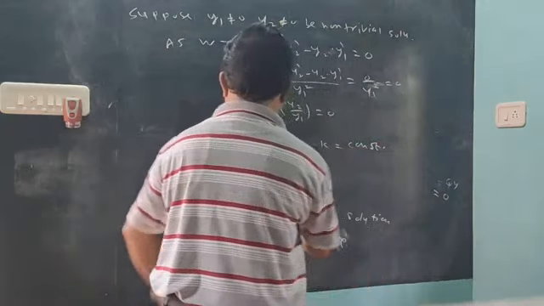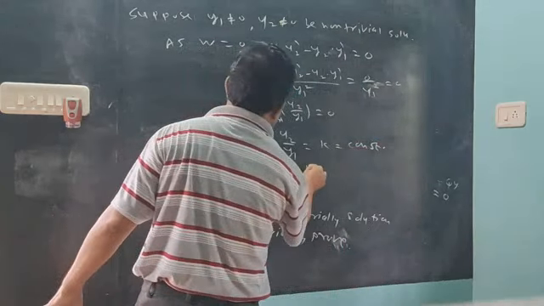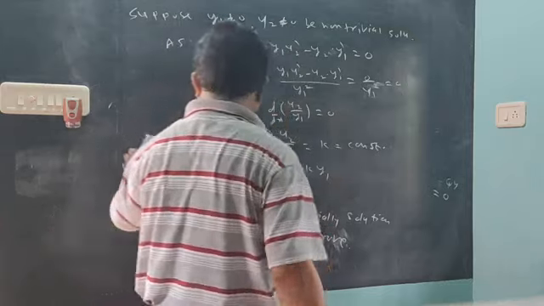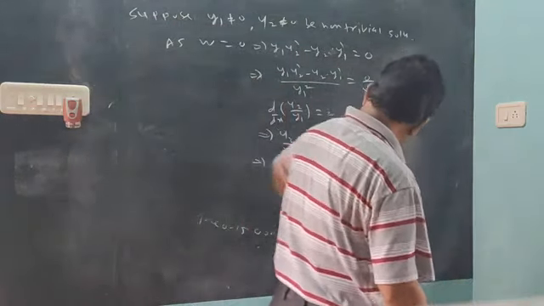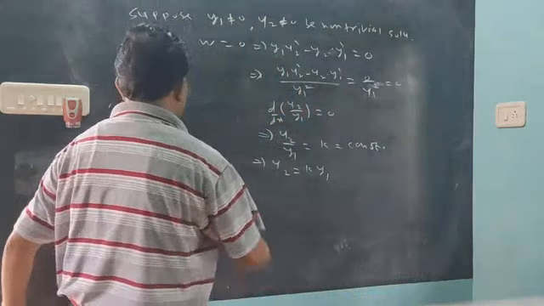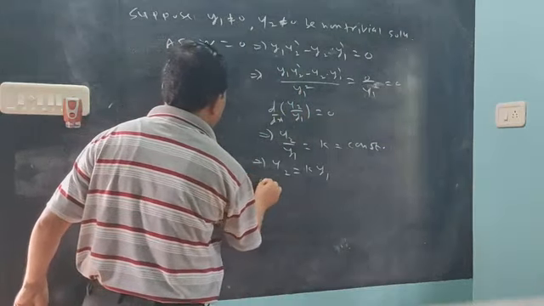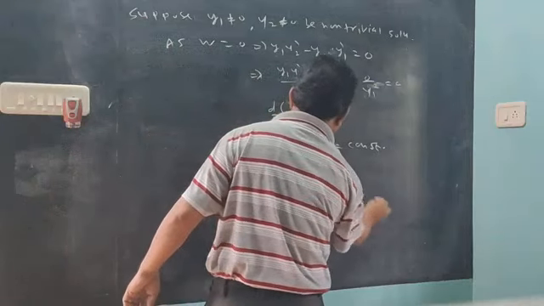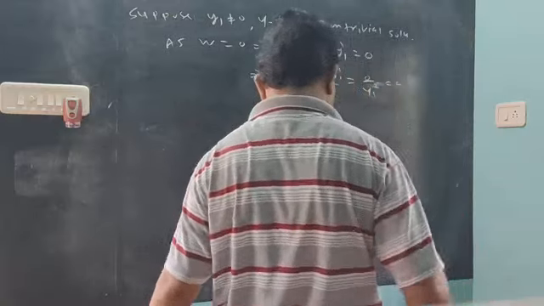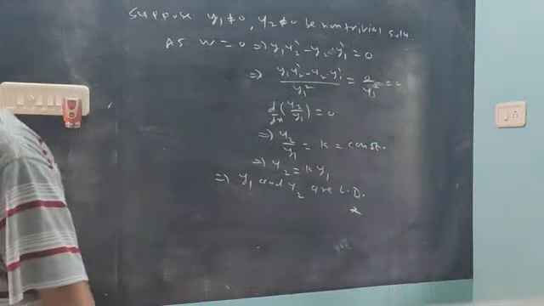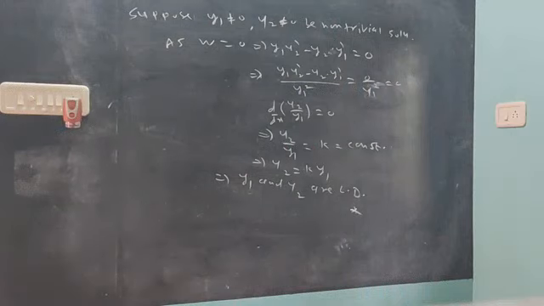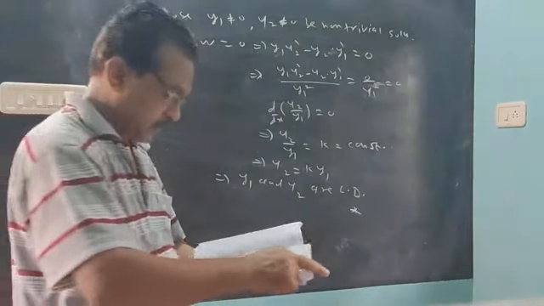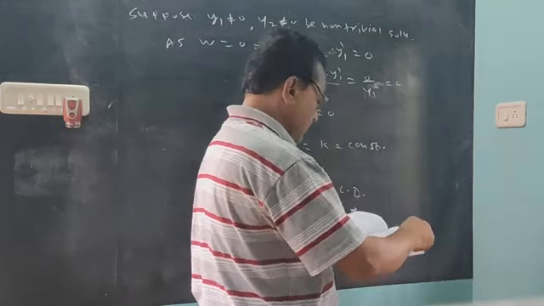Therefore y2 will be k times y1. So y2 depends on y1, or y1 depends on y2; either one can be written in terms of the other. Hence y1 and y2 are linearly dependent on each other. So these are small theorems on the Wronskian.